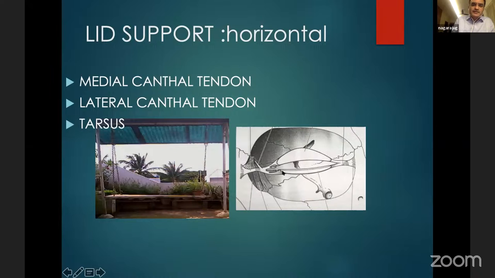This tarsal plate, and on either side you have your ligaments, the medial canthal tendon and the lateral canthal tendon. The tarsal plate and the canthal tendons will give horizontal support to the lid. I'll be describing that in detail later. Just imagine a swing being swung to and fro. That is the action of the protractors and the retractors.